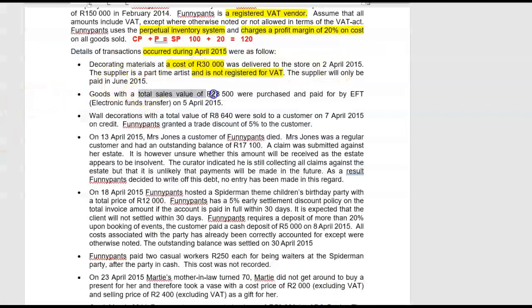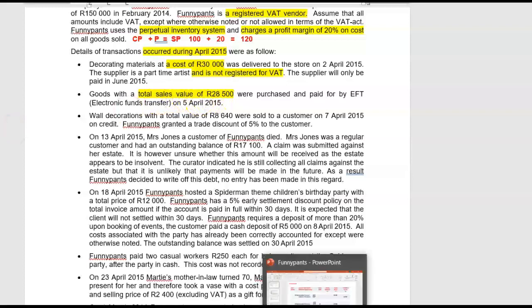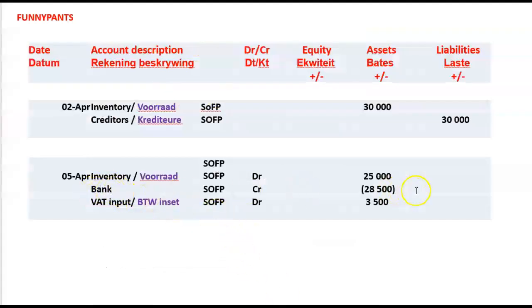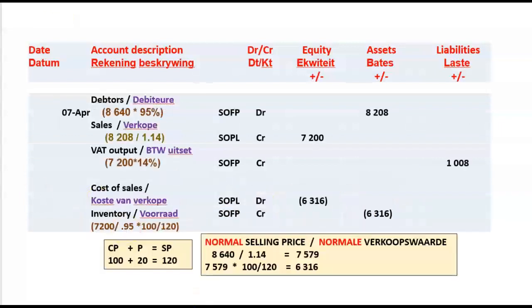Goods with a total sales value of 28,500 were purchased and paid for by EFT, electronic transfer, on 5 April. So we bought it, we paid for it, so therefore we have to account for it. So bank was credited with 28,500, which is the invoice value of the goods purchased. Inventory will be debited, so assets will increase with a VAT exclusive amount, so 28,500 divided by 1.14 gives us 25,000. So 25,000 times 14% will be the VAT input that we can claim, a debit against VAT input of 3,500 Rand.